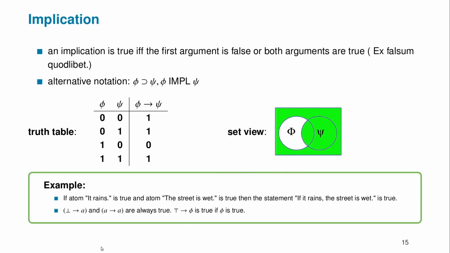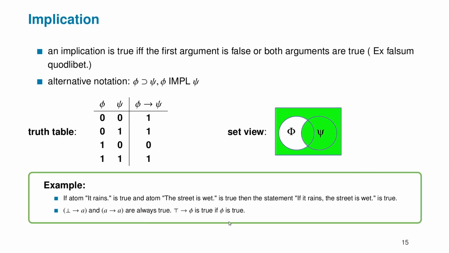For example, if the atom "it rains" is true and the atom "the street is wet" is true, then the statement "if it rains the street is wet" is also true. And with this we can also infer something. If we know that it rains and we know this implication, if it rains the street is wet, has to hold, then from the knowledge it rains we can infer that the street is wet. And this is a very powerful inference mechanism in logic.